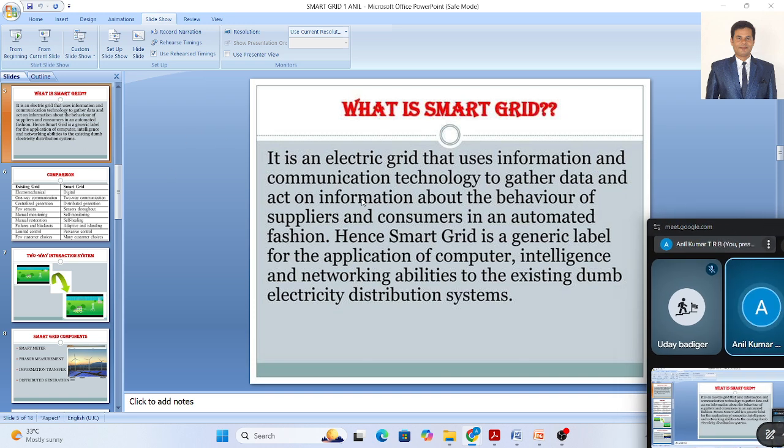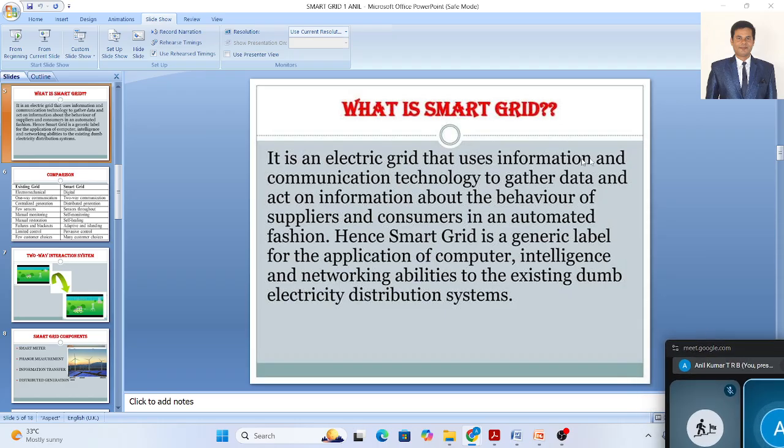Okay, so what is actually smart grid will tell? It is an electrical grid that uses information and communication technologies to gather data and act on information about the behavior of the suppliers and consumers in an automated fashion, right? That is, it will try to collect the data from the consumers, and it will try to see the behavior of the suppliers and also the consumers.